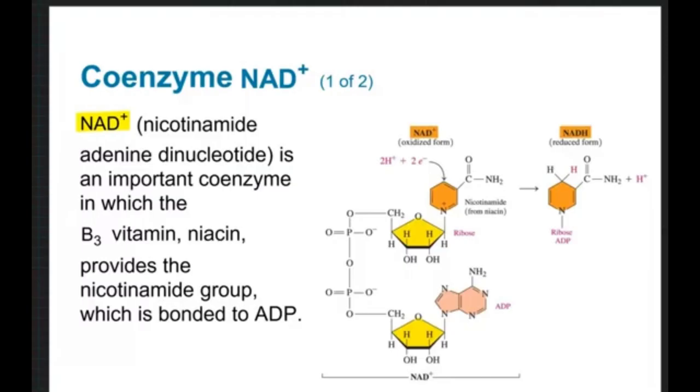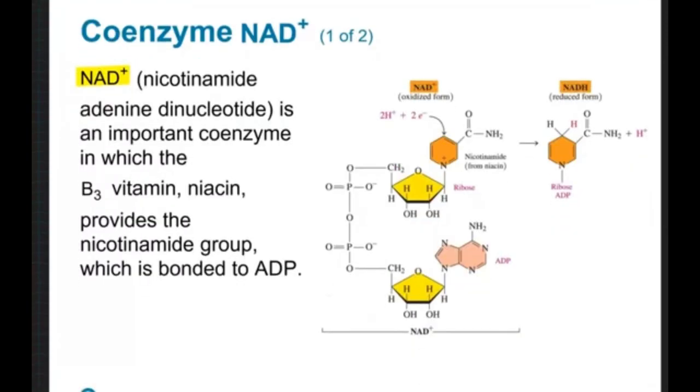So you can see on the left, it is a dinucleotide, so it has adenine, two ribose residues connected by the phosphodiester linkage, and nicotinamide. So nicotinamide can be oxidized or reduced.